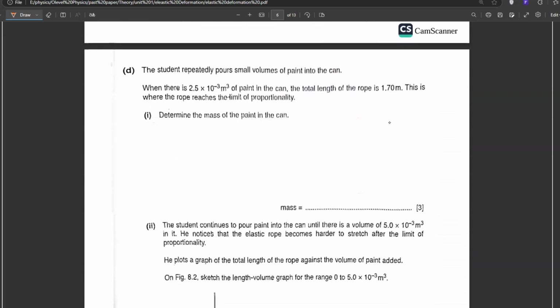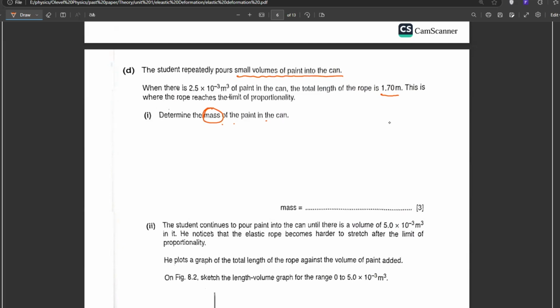Let's further move ahead. The student repeatedly pours some small volumes of paint into the can. Okay, so the student is pouring small volumes of paint into the can where there is 2.5 × 10^-3 meter cube of paint in the can. The total length of the rope is this. This is where the rope reaches the limit of proportionality. Determine the mass of the paint in the can.